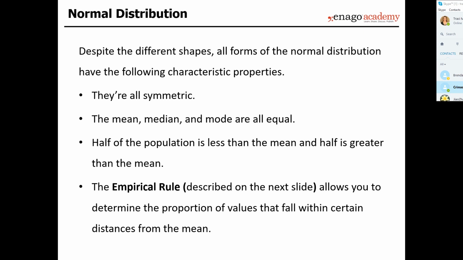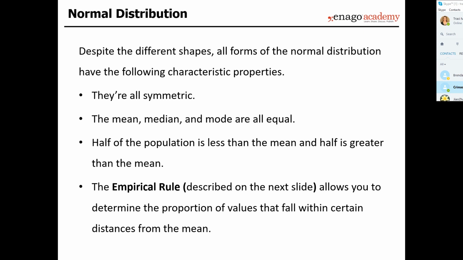So when we're characterizing normal distribution, as you saw previously, the shapes of the curves might be slightly different. Some are taller, skinnier, shorter, fatter, and whatnot, but they all have to have the characteristics of symmetry. The mean, the median, and mode are all equal when there's normal distribution. Half of the population is less than the mean, and half is greater than the mean. And then we're considering the empirical rule, which we'll talk about in the next slide.